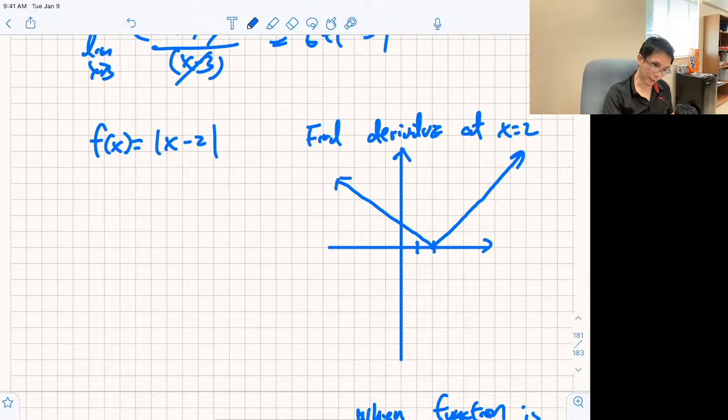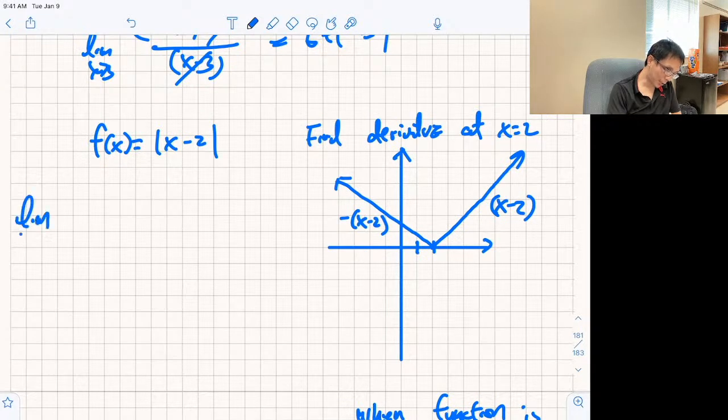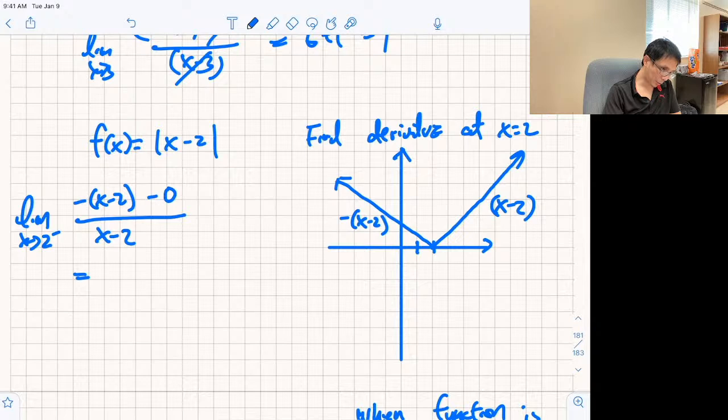So this side of the function we're going to call x minus 2, and this side is the opposite, negative x minus 2. So there are two sides. What if I take the limit as x approaches 2 from the left? I want to find the derivative at 2 from the left. Then I'll use the negative x minus 2. I plug 2 into the function, which gives minus 0, over x minus 2. So that's the limit as x approaches 2 from the left of negative x minus 2 over x minus 2. That cancels out to negative 1.